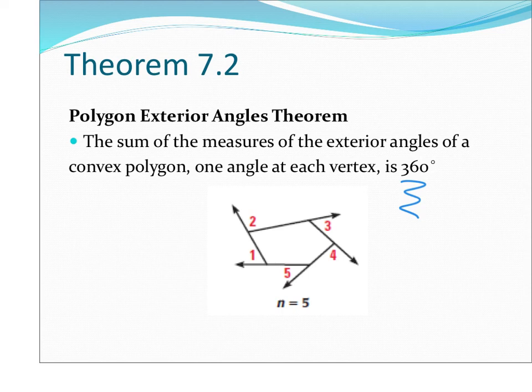And the way that you create those exterior angles is you would continue the side, and the exterior angles are all here in red. And there's only one exterior angle at each vertex. Okay, so it doesn't matter what type of polygon it is, it's always going to add up to be 360.